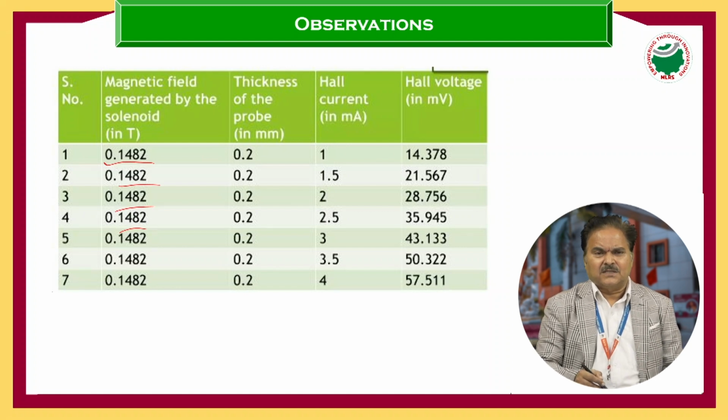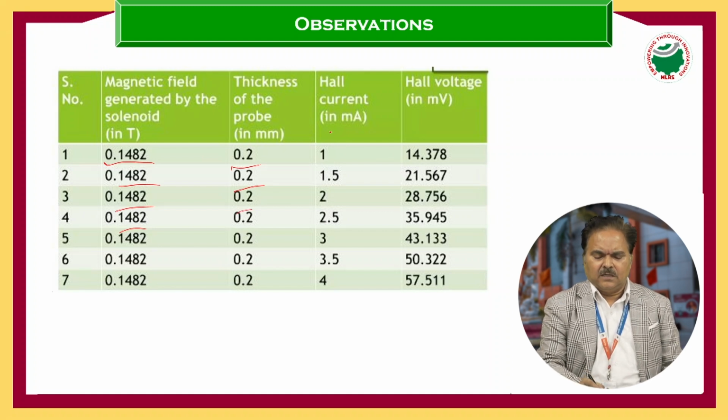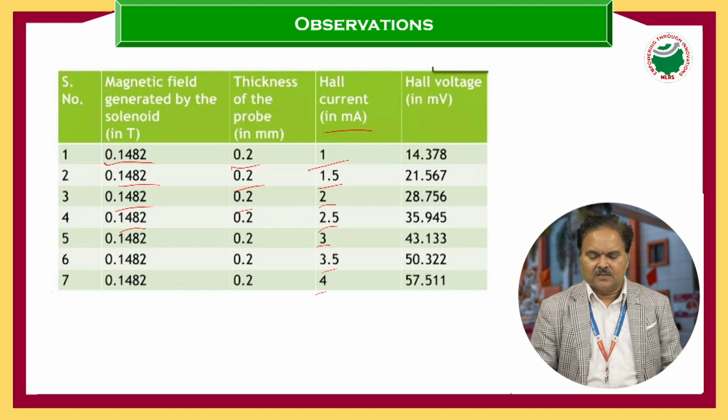So the thickness of the sample is 0.2 millimeters. Then what they did is change the current, the Hall current. That means the current passing through the sample is the Hall current. So that is 1, 1.5, 2, 2.5, 3, 3.5, 4 milliamps. The current is in this direction.